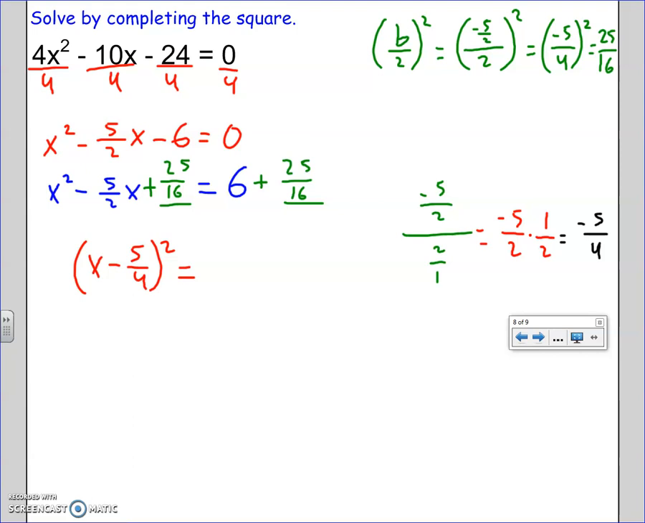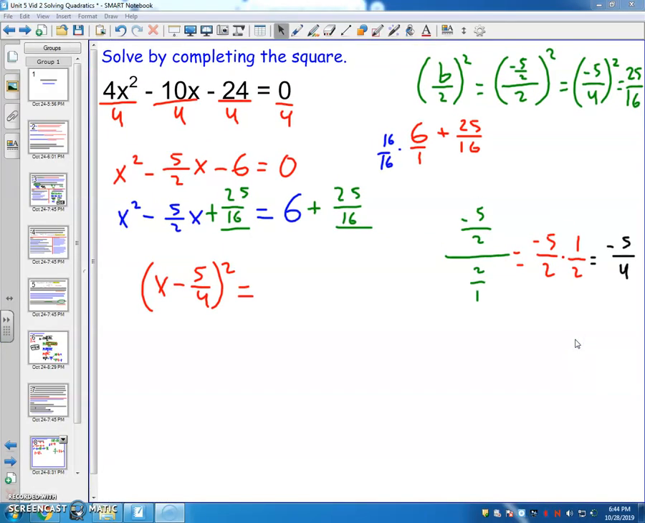The right side, I have to do a common denominator. 6 plus 25 over 16, so 6 over 1. I'm going to multiply by 16 over 16. I'm going to get 96 over 16, plus 25 over 16. If I add those two together, I get 121 over 16. All right, so this will be 121 over 16.